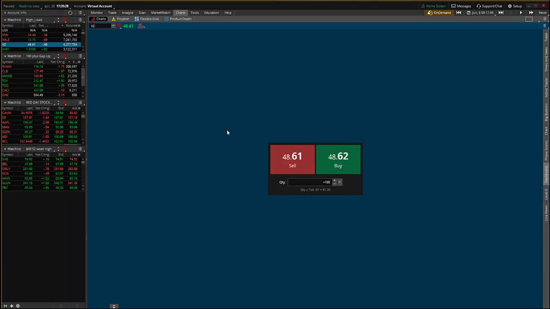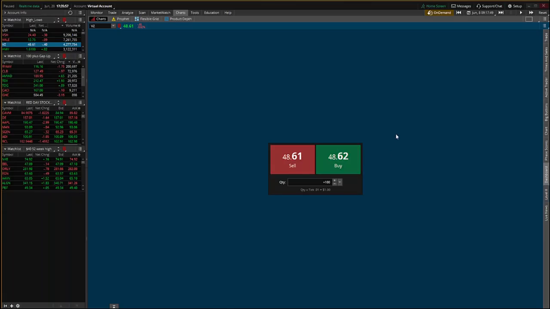Now they have level 2 on there, but it's an app on a phone, so it's not going to be that great. So level 1 is just your basic numbers: your bid, your ask, your high, your low, prices for the day. And that's it.